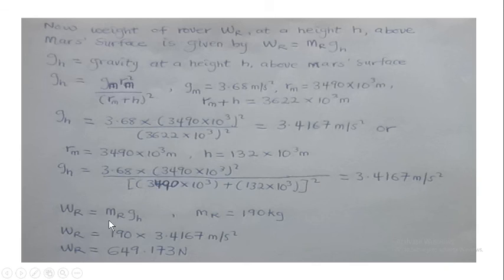Now the rover's weight at that height will be equal to the mass of the rover times the gravity at that height or elevation. We know the mass of the rover to be 190 kilogram, and then when you slot in those values into W, which is W equals mr times g_h, you will get 190 times 3.4167 meters per second squared, and when you punch your calculator well, you will get the weight of the rover at a point 132 kilometers above the surface to be 649.173 Newton.